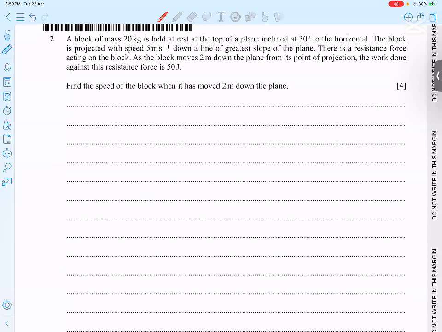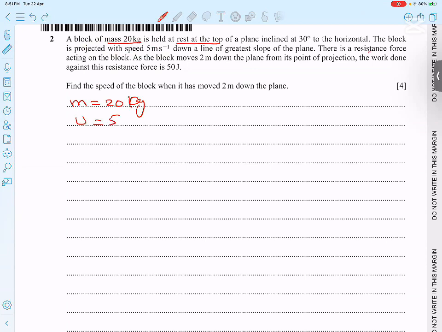Question number 2, we have a block of mass 20 kilograms. And the best way to do the question is to read and write. Okay. And it is at rest at the top. So starting velocity is 0. Angle 30, the block is projected with a speed of 5. Not 0, sorry, speed of 5, because it's thrown downward.